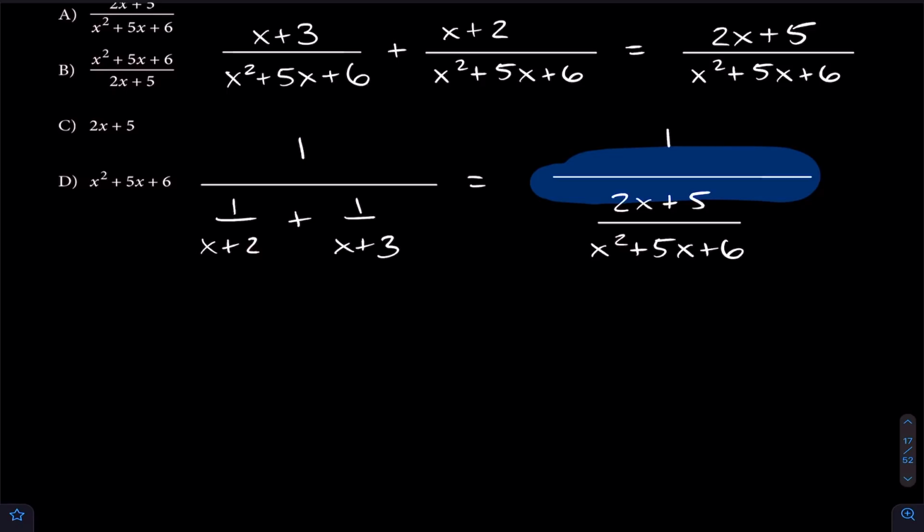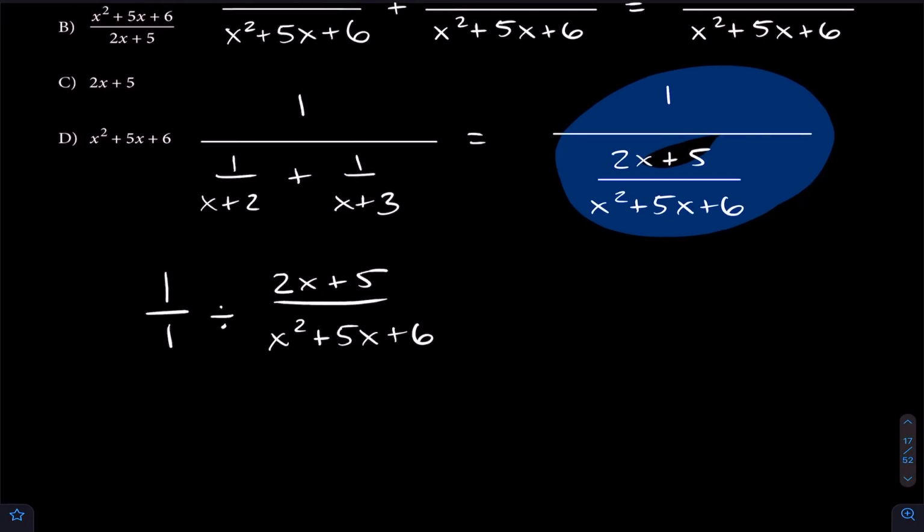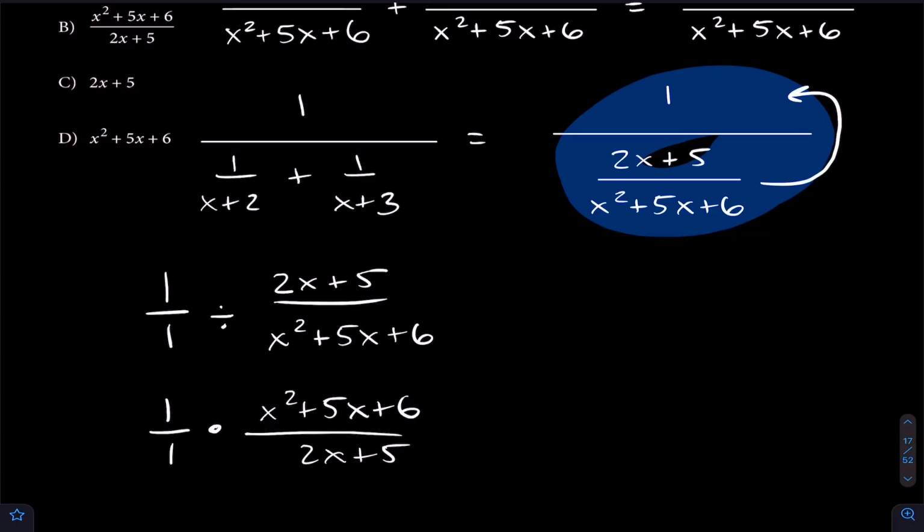You're dividing there. So this can be rewritten as a 1 divided by 2x plus 5 over x squared plus 5x plus 6. And if you rewrite the 1 as a 1 over 1, so it's a fraction, and you can do that because 1 divided by 1 is 1, then what you end up doing is keeping this fraction, you change the sign to multiplication, and you flip this guy. This is exactly why you can take something from the denominator, bring it up to the numerator, and flip it. It's the same thing. Okay?